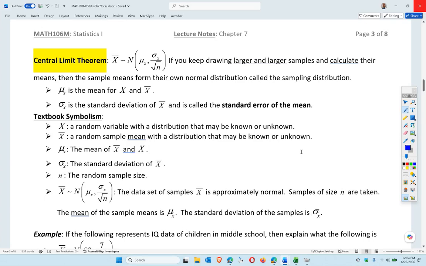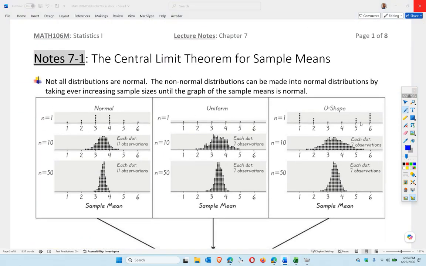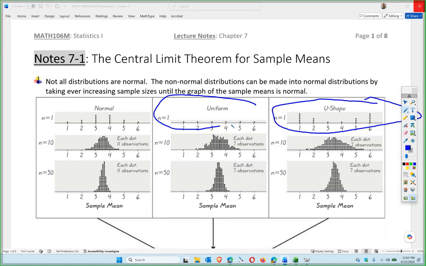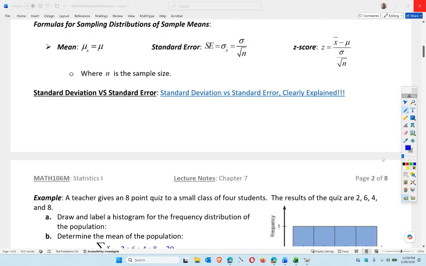Alright, this is Chapter 7, Section 1. This is the second video. So we proved in the last video the central limit theorem actually works for us, which is basically even if the distribution is not normal to begin with, or if it is normal to begin with, if you take larger and larger sample sizes, it becomes normal. It's just the standard deviation becomes smaller, and it becomes smaller by the square root of n, which is the sample size, essentially the standard error.